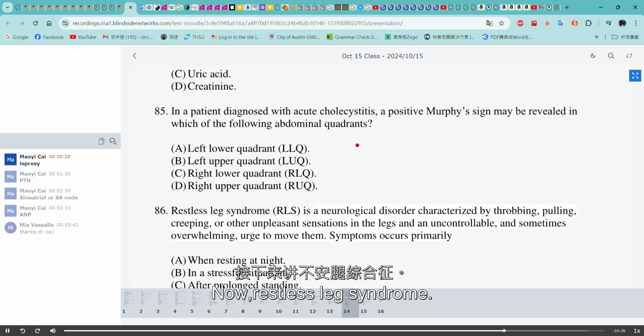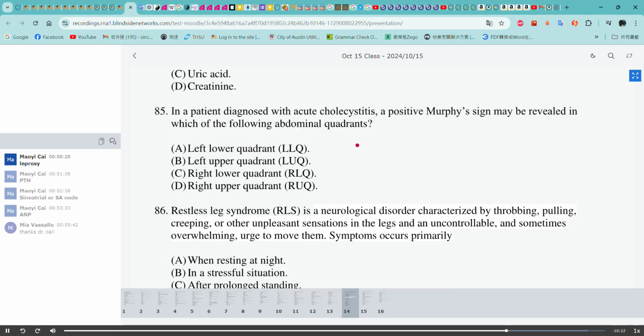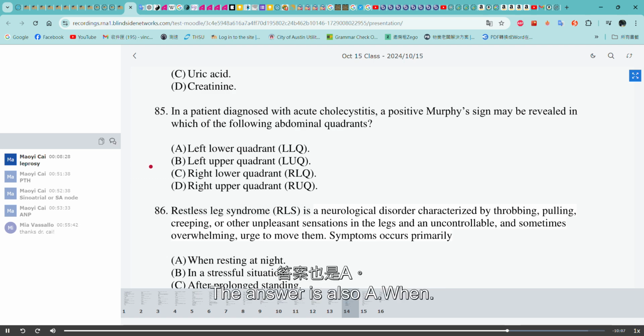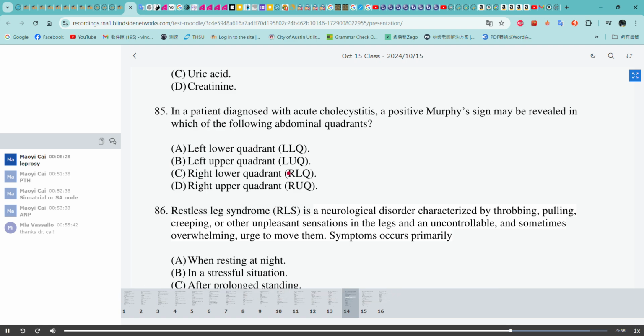Now, restless leg syndrome. What was on the board exam? This person, especially when resting at night, feels like the leg is uncomfortable, throbbing, pulling, and they really have to get up to do some activities to relieve this. The answer is A. So restless leg means the leg cannot rest. We still don't know the cause, but the manifestation is that. So answer 86 is also A.